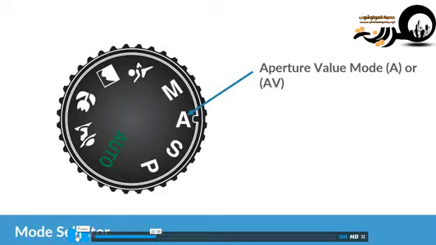So it starts to allow you to make some decisions about whether you want the scene with a shallow depth of field or a deep depth of field, like if you're shooting a landscape. So aperture value mode is a really great mode, a really good stepping stone into understanding how apertures work on your camera. And we will come back to this in a future lesson as well.